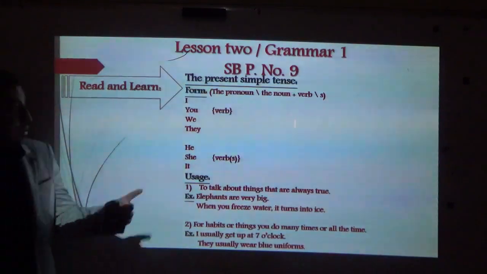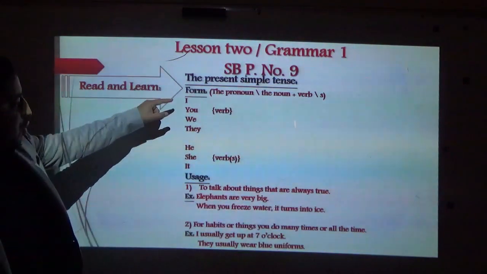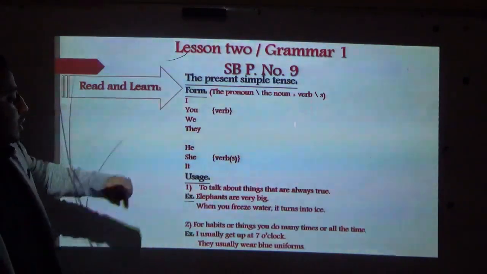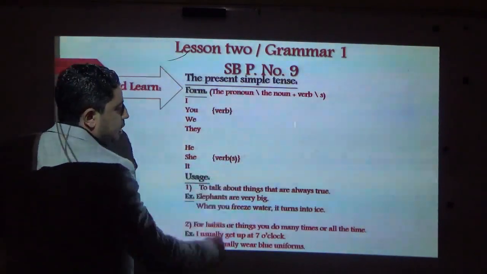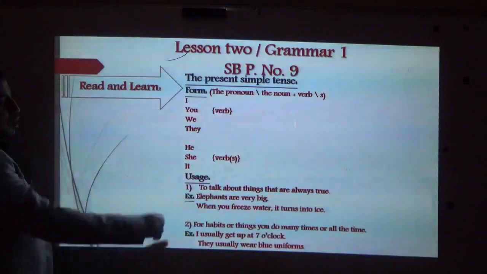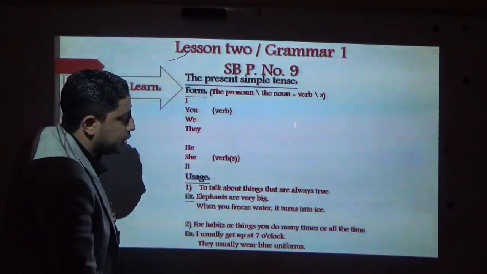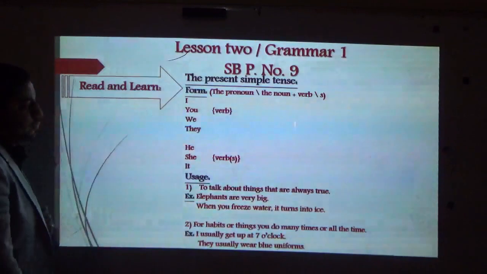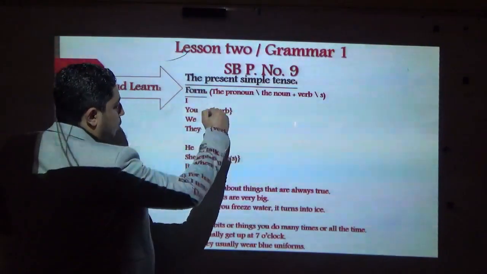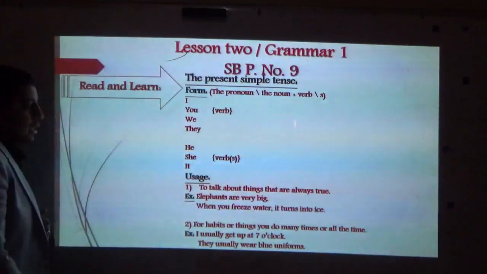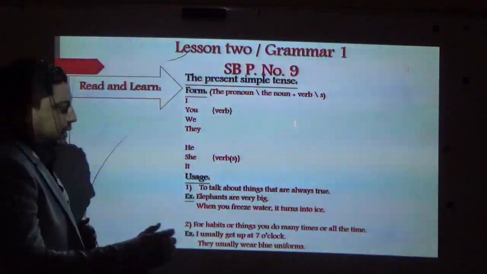But we have two things. We have a singular subject and a plural subject. When we use he, she, and it, we put s on the verb. If we use I, you, we, and they, we don't put s on the verb. So we have pronouns like I, you, we, and they, and we have nouns. Maybe we can say Ahmed, Muhammad, Ahmed and Ali, and so on.